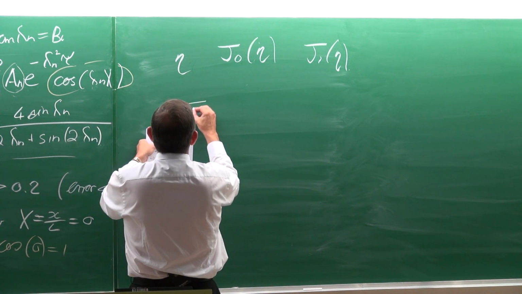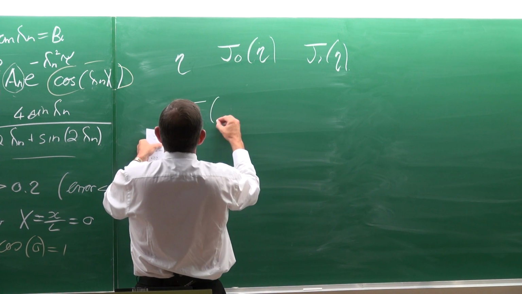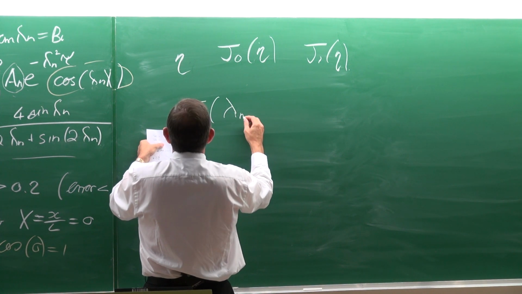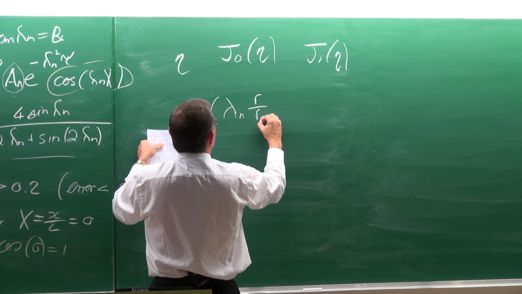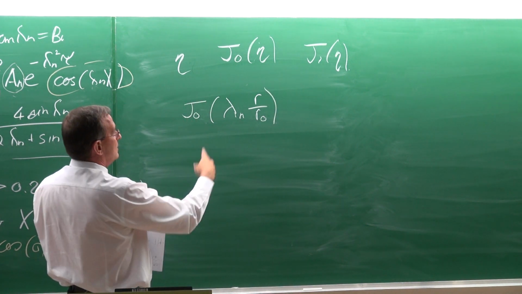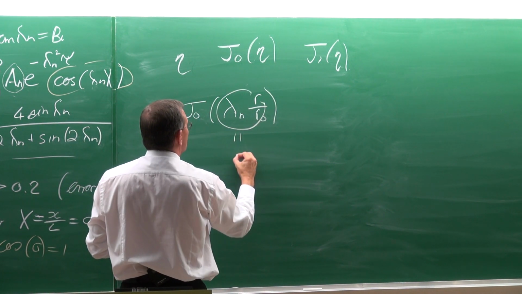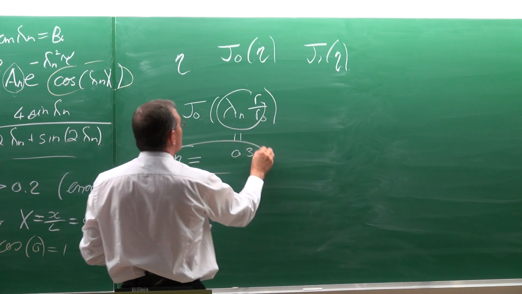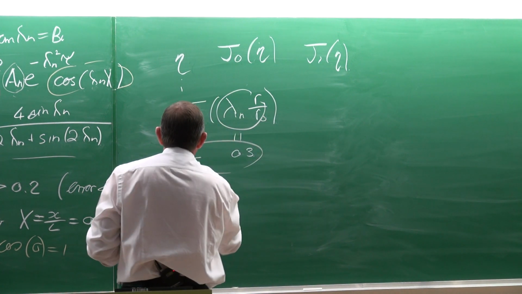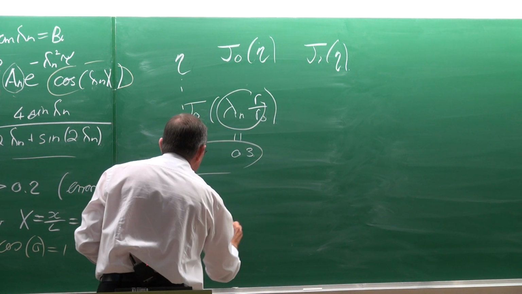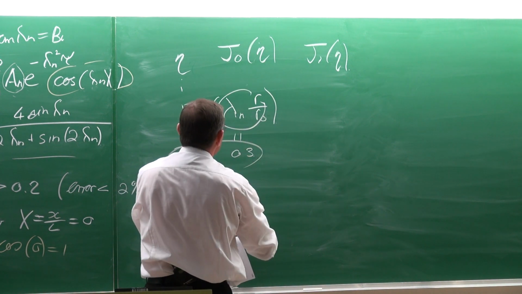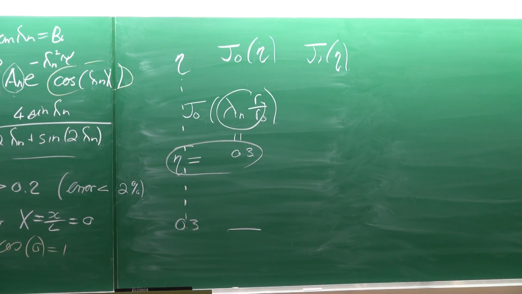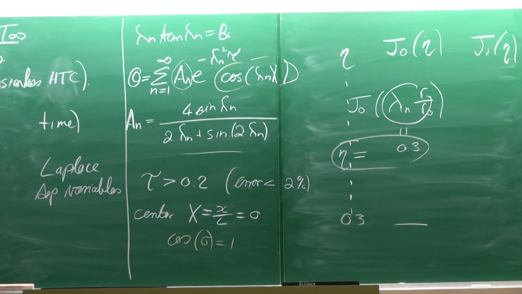So for example, in one of the equations, what is required is the 0th order Bessel function multiplied by lambda n r divided by r0. So if you calculate this and it is equal to 0.3, then it just means eta is equal to 0.3. So you just go down this table, you look where eta is 0.3, and then you can get the Bessel function there, J0, and you can get the Bessel function J1. So it is not a strange new variable that appeared.